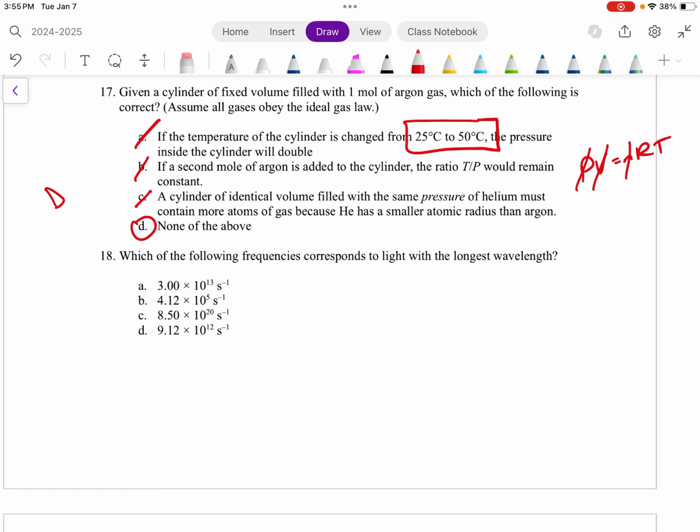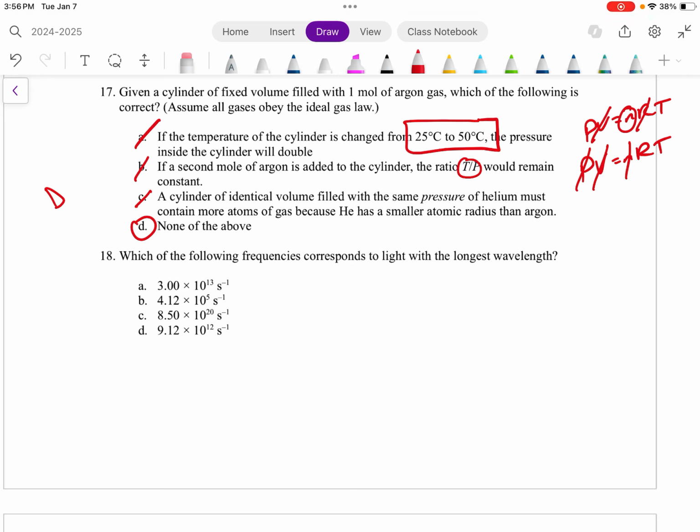Oh, and back to part B, just to clear that up. The reason why T and P would not remain constant is because they told you that volume was constant, so if we have PV equals nRT, and they told us moles changed, well, R is constant. So the PT relationship has to change here.